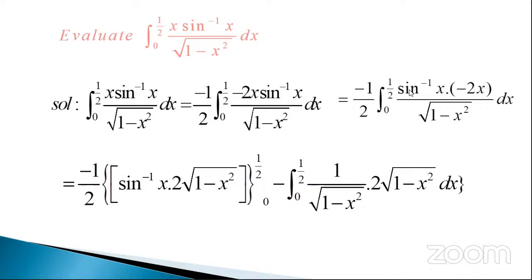Now, the derivative of sine inverse x is 1 by under root of 1 minus x square. The integration of the other part is 2 root 1 minus x square. The root of 1 minus x square terms get cancelled. Only 2 into dx is there. What is the limit? Upper limit is 1 by 2. Lower limit is 0. Sine inverse 1 by 2.